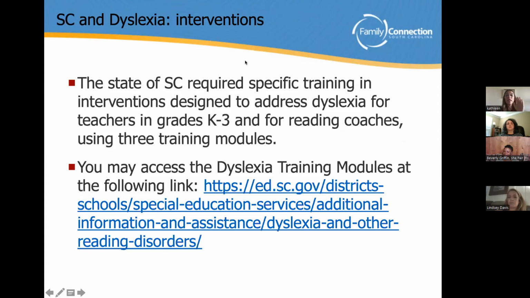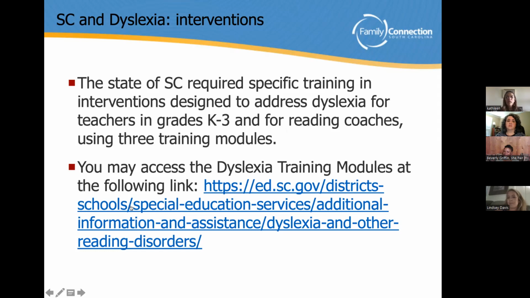Okay, and this is a little addition here. The state of South Carolina requires specific training intervention designed to address dyslexia for teachers in K-3 and for reading coaches, using 3 training modules. This might have been 5 years ago, I worked on it, but there are 3 modules designed for teachers. Every teacher had to read this. Every teacher had to look at it if they were teaching in K-3 or they were identified as a reading coach in an elementary school.